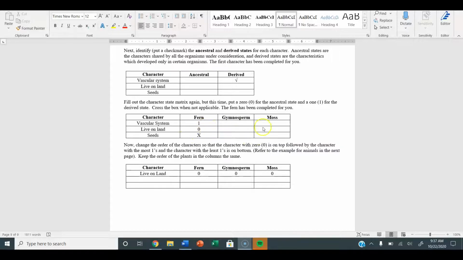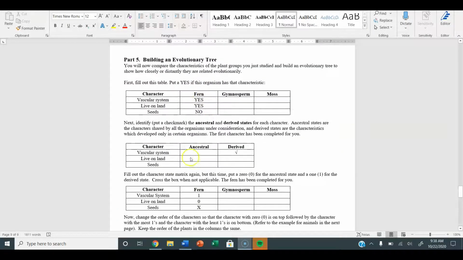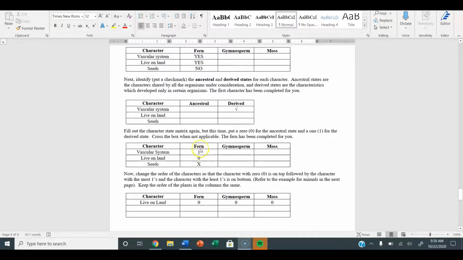And so here we're kind of showing who gets the bonus points. So everybody lived on land, so they don't get any bonus points for that. They all get zeros. But the ones that have a vascular system, you already wrote up here which ones those were. They get a bonus point. So ferns have a vascular system. We put a yes there. So we're going to put a 1 there.